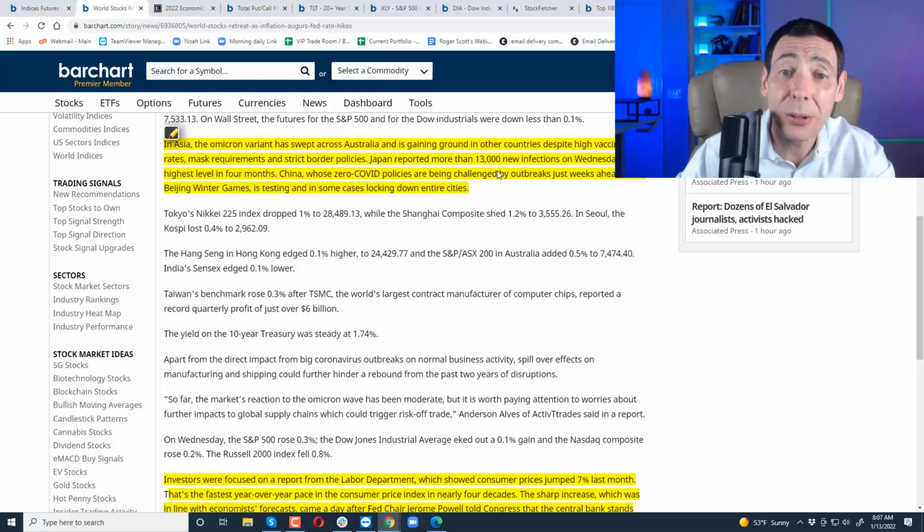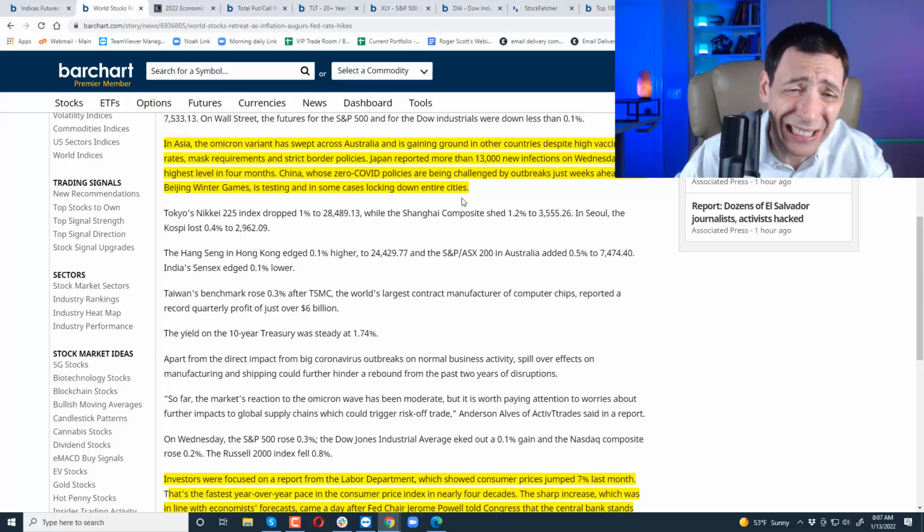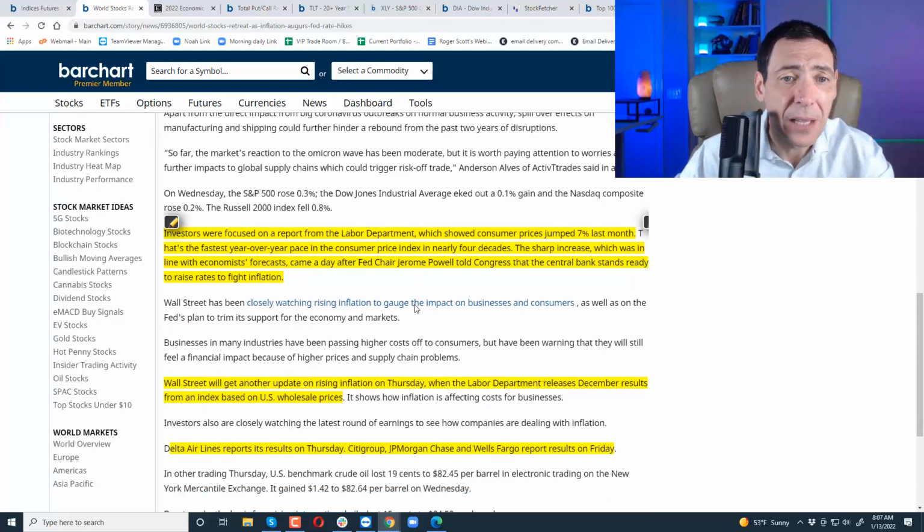Japan reported more than 13,000 new infections on Wednesday, the highest in 4 months. China's zero COVID policies are being challenged by outbreaks just weeks ahead of the Winter Games. That's going to be a mess. Testing some cases, locking down entire cities. That's not good. That's not good.